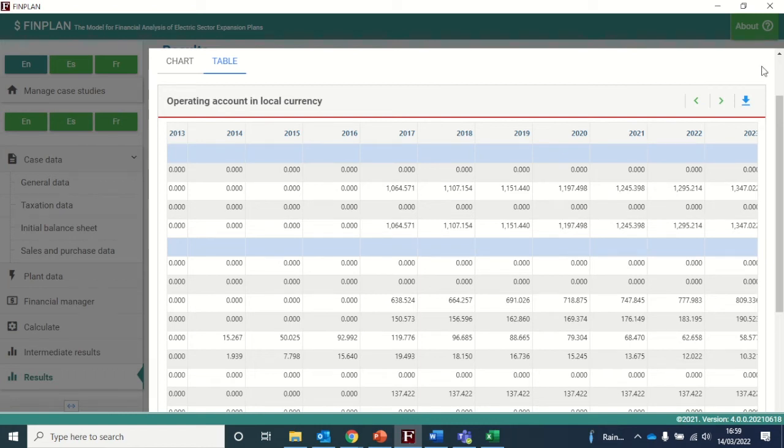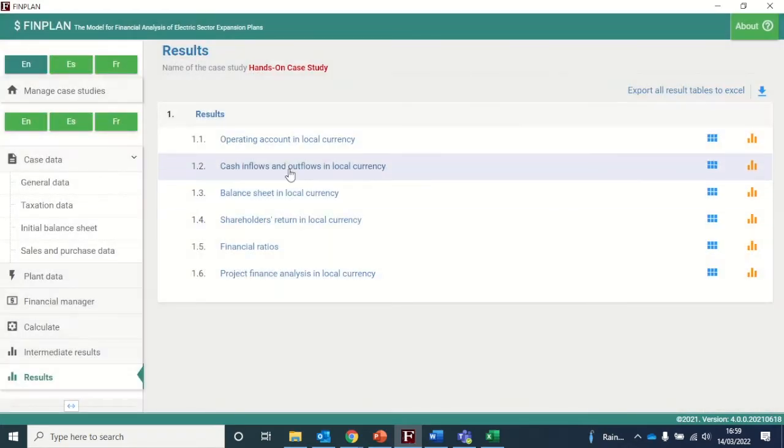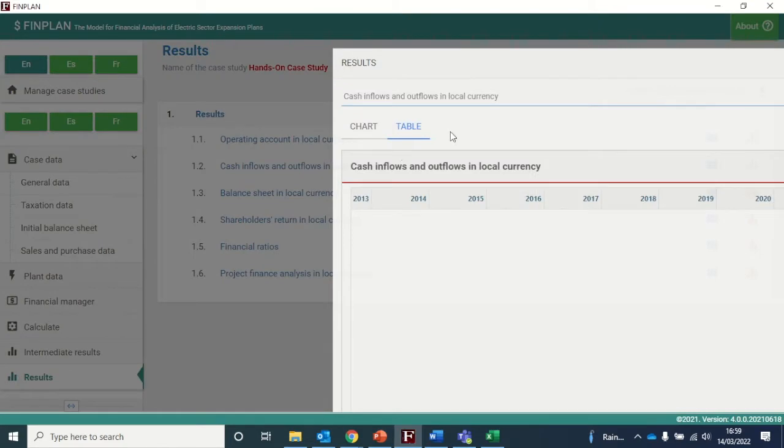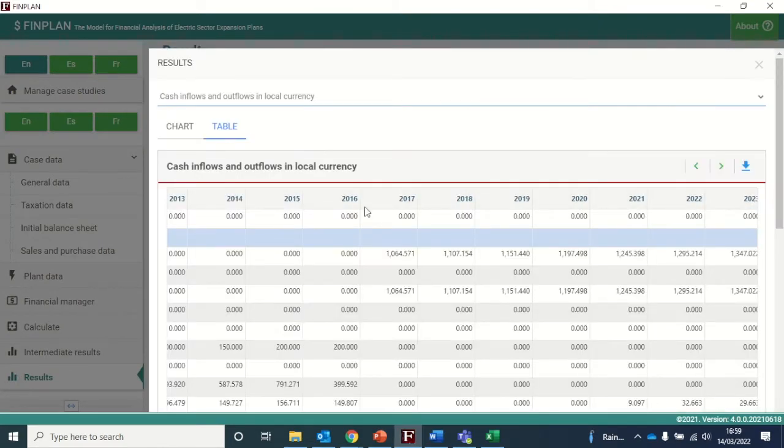Welcome to part 2 of the Hands-on 5 tutorial video. First, we will go through cash inflows and outflows of our results. We will go to cash inflows and outflows, which we'll click here. You'll see this page and there's another table. So the table shows all sources of cash coming into the project account in a certain year and cash flowing out as expenses. Clicking on this button, the table can be exported to Excel as well.